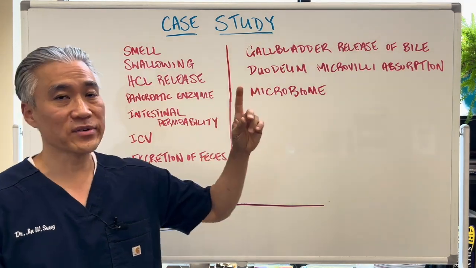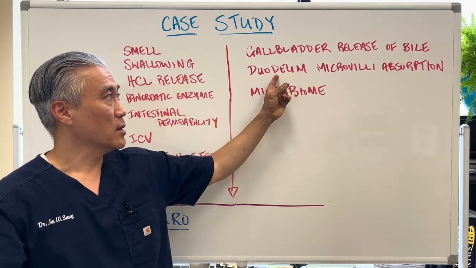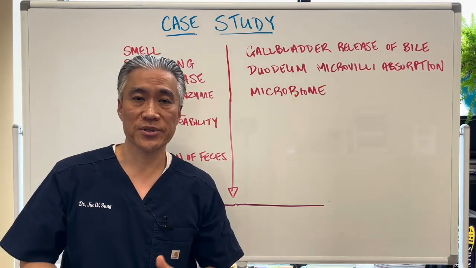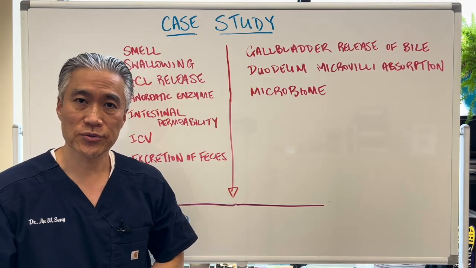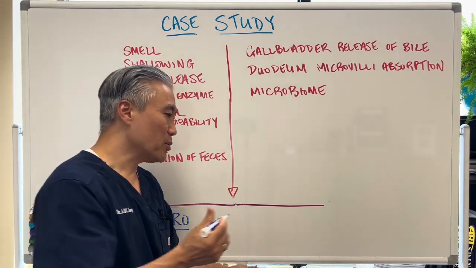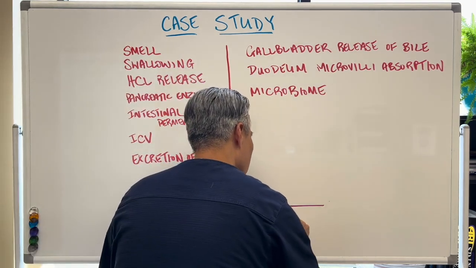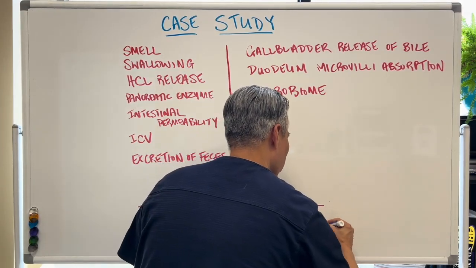We have another patient that comes in. They have gallbladder release issues, okay? Release of bile, duodenal microvilli absorption issues, okay? And then gut microbiome issues, right? When we look at a patient like this, this could probably be metabolic, or maybe autoimmune.